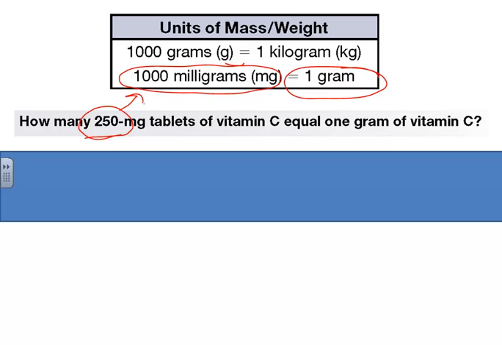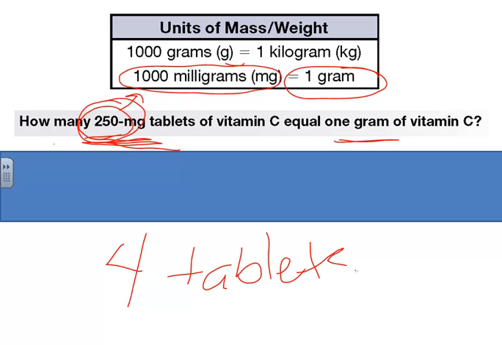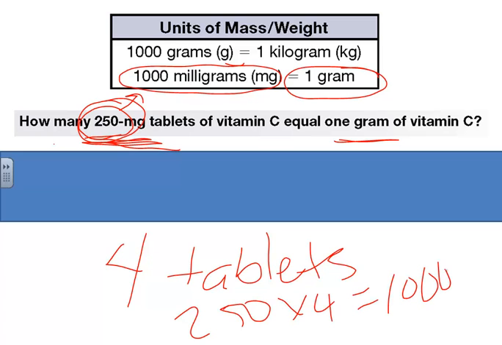So it says how many of these tablets would it require to equal 1 gram? Well, if 250 is only a fourth of 1,000, that would mean that we'd need 4 tablets to get to 1,000, or 250 times 4 equals the 1,000 to get to our gram, because we need 1,000 milligrams to make 1 gram.